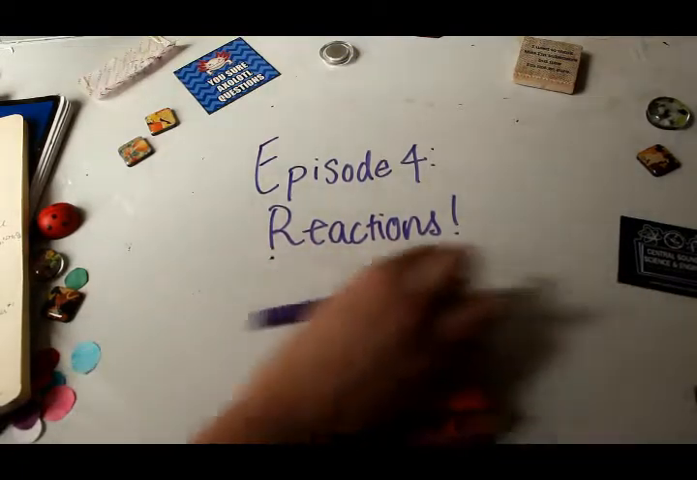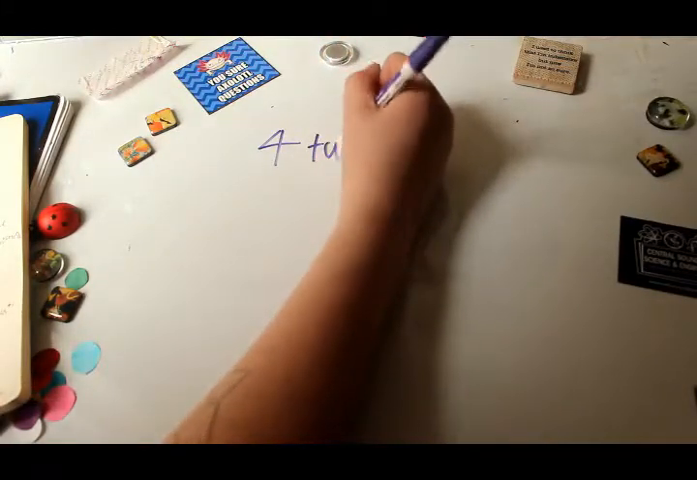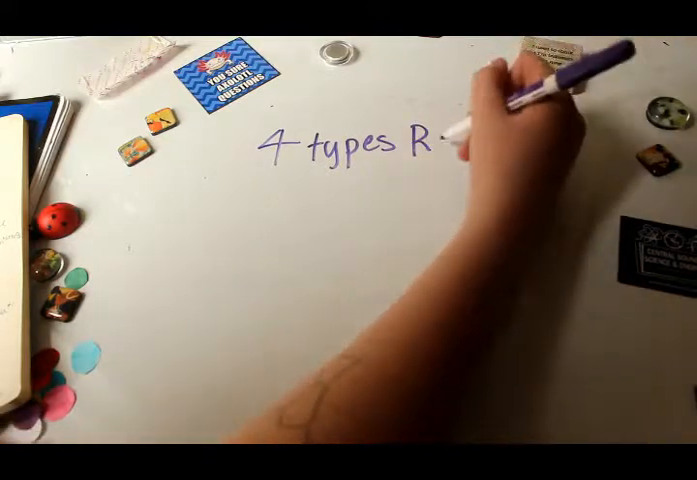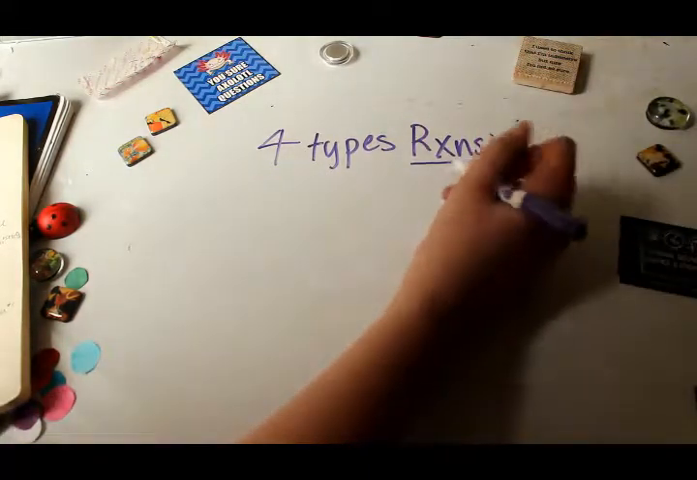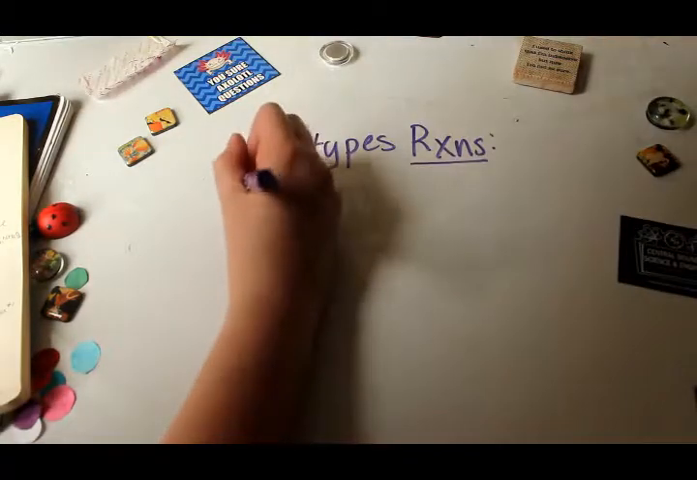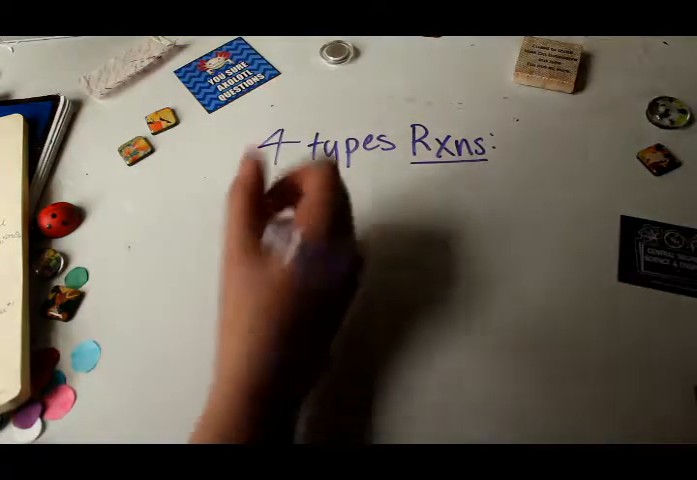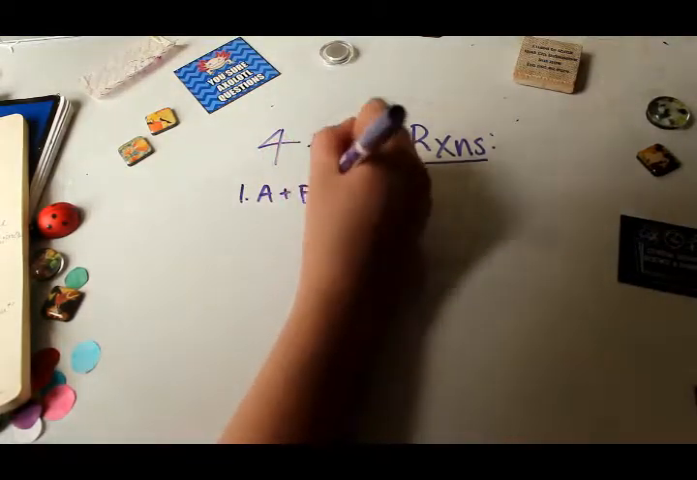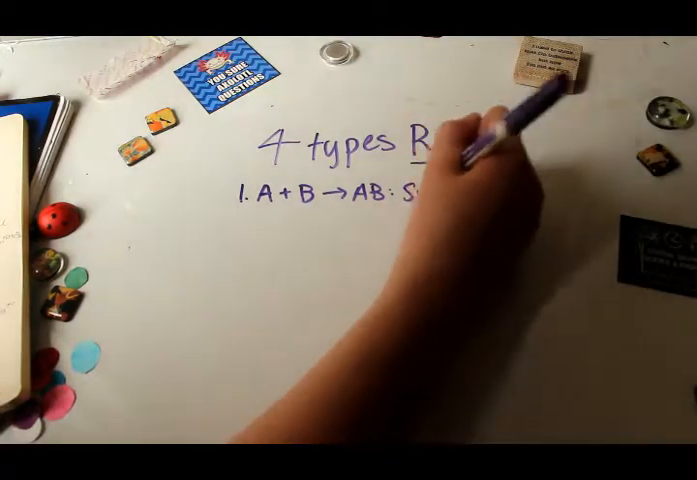So we are going to jump right in, and I'm going to describe the 4 types of reactions. You might see "rxns", sometimes your professor might shorten it to that. It just means reaction, no big deal. Just a shorthand way to notate it. Our first reaction can be notated as A plus B yields AB. This is a synthesis reaction.